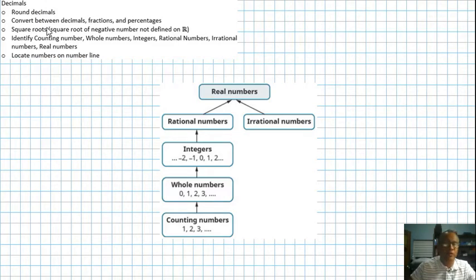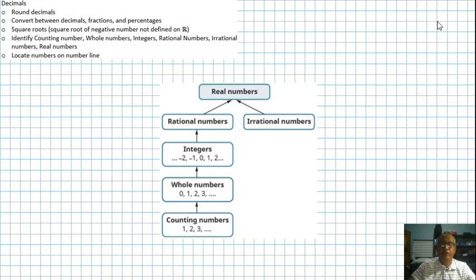Hi, in this lesson we continue to look at our number system. We start off by looking at decimals and how we can round them off and how we can convert between decimals, fractions and percentages. Then we look at square roots and we discuss this a bit, and then we go on to look at rational numbers and irrational numbers and see where these all fit into our system of real numbers. We then conclude by discussing briefly how we can locate numbers on the number line, and we look at when numbers are increasing or decreasing.